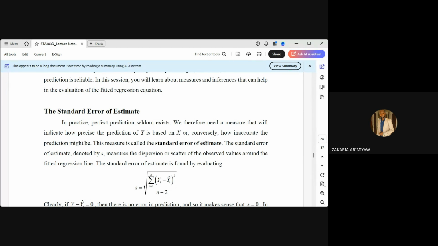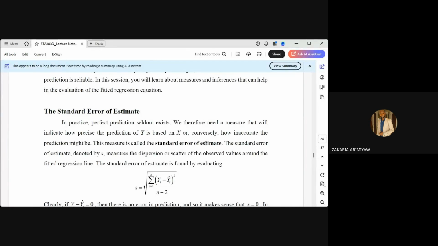Okay, so in this particular regard, you find that the actual values are deviating from the line of best fit. So we need a measure that will indicate to us how close the values are to the line of best fit. And this particular measure that will give us this information is what we call the standard error of estimate.